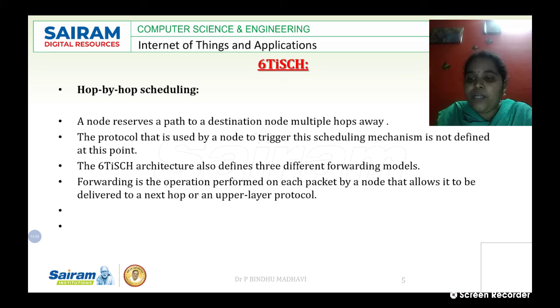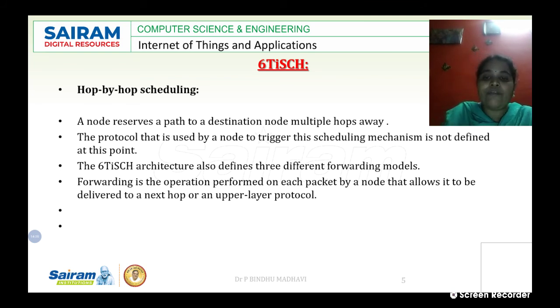So what does this forwarding mode of operation mean? For each packet, a node should deliver it to the next hop node, until it is delivered to the next hop or to the upper layer protocol in the architecture, the transmission should not stop. Just keep forwarding. The operation performed on each packet by a node should again be delivered to the next hop, like a back-to-back process. The output of one node is given as an input to the other in a forward manner. So this is what we call hop-to-hop scheduling.